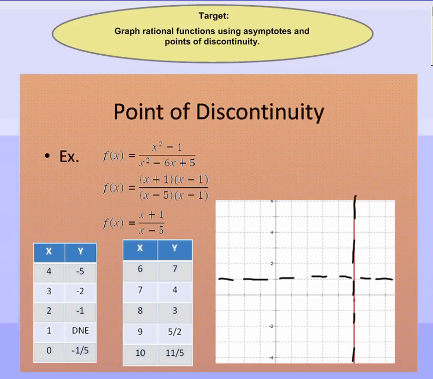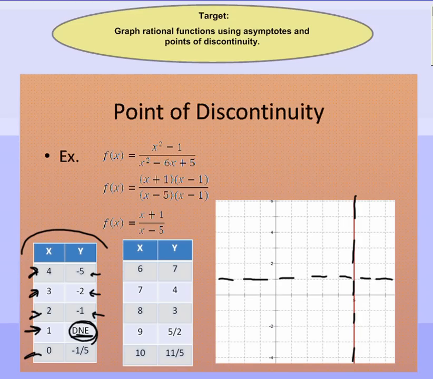So now I have what's going on to the left here. What's going on to the left is I input 4, I get a -5 output. I input 3, I get a -2 output. I input 2, I get a -1 output. Look at this. When I input 1, wait a second, we can't input 1. That is a point of discontinuity. That point doesn't exist, and I'll show you how we can graph that. Input 0, get -1/5.